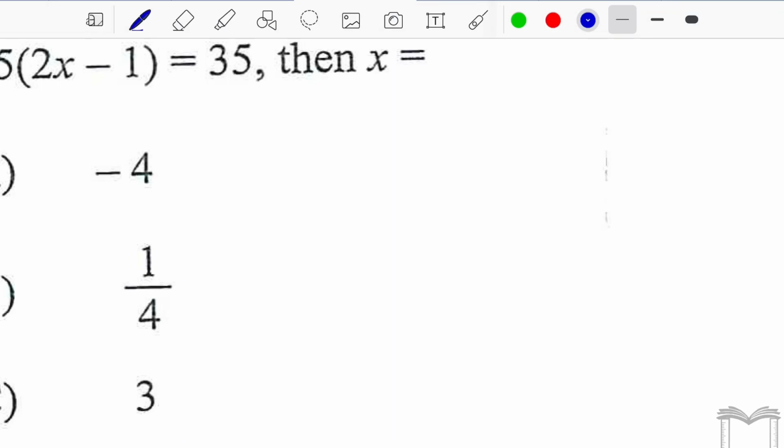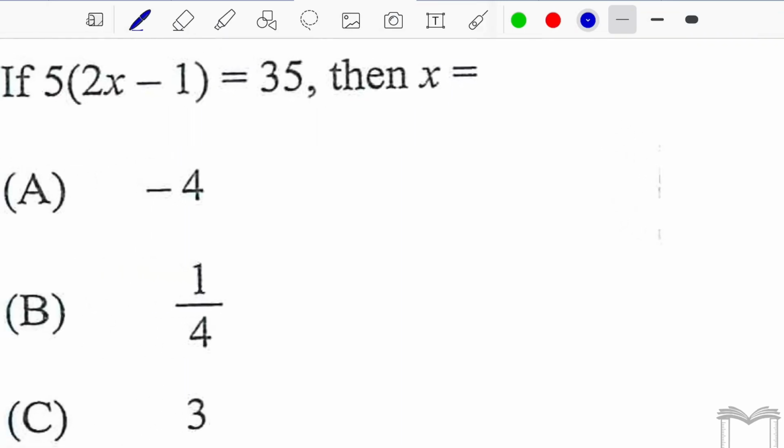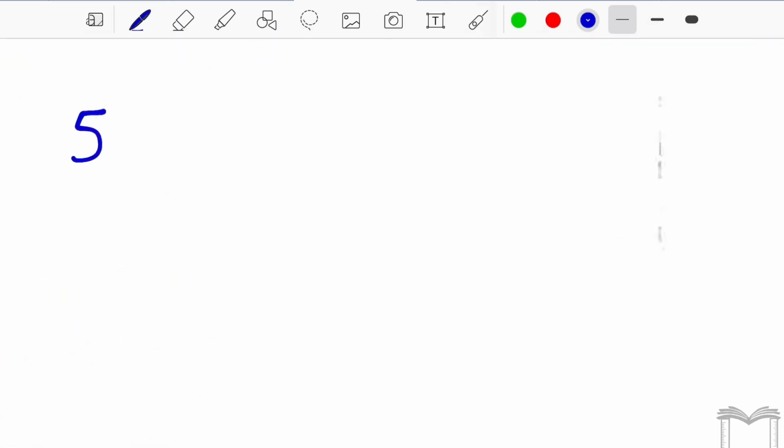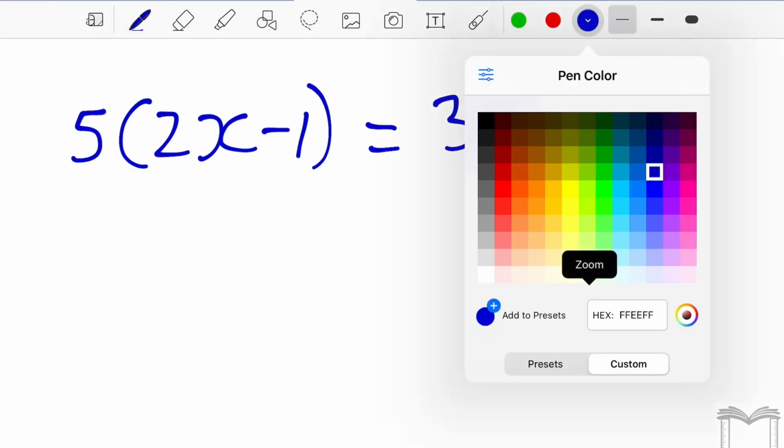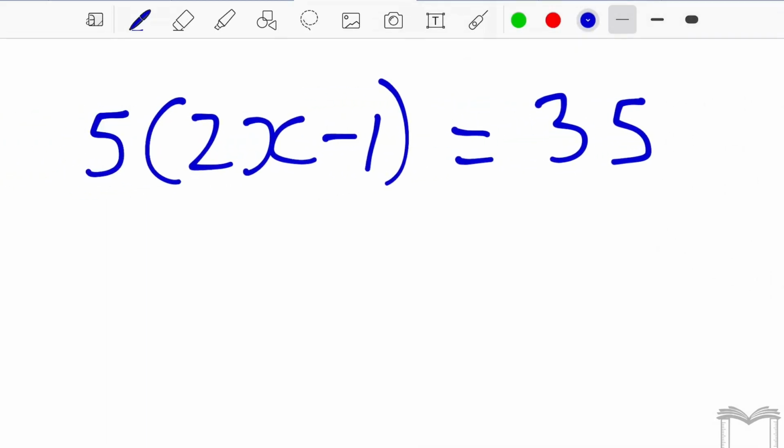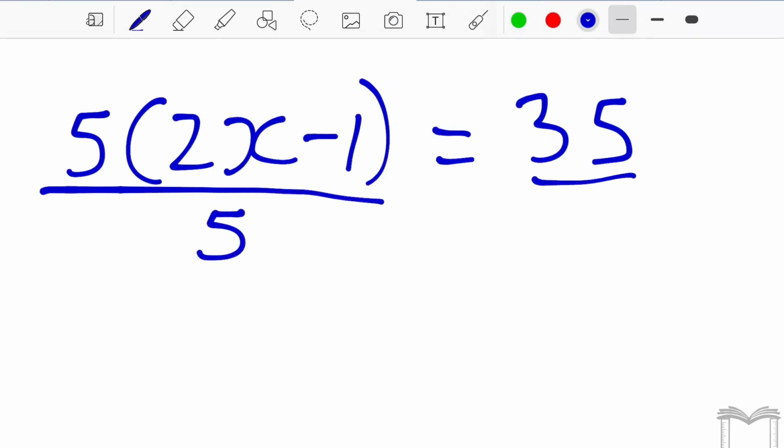This is really the longer way. It's expressed a little bit more accurately. So let's go. 5, open brackets, 2x minus 1. Some teachers use the first method that I showed, and some other teachers use this method. So in order to get rid of the 5 on the left side, we divide by 5. And whatever we do on one side of the equation, we must do on the other side.